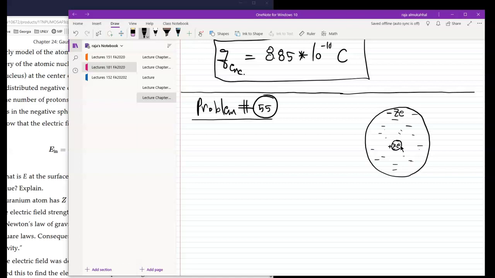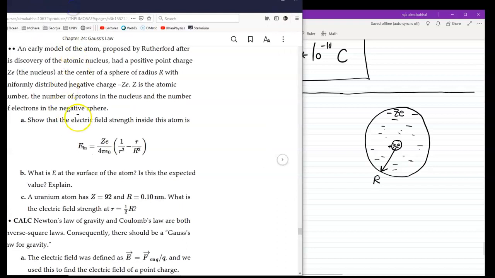And of course the radius of this atom is big R, a constant value. Later on it will be called the Bohr radius. He measured it as 5.29 times 10 to the negative 11, for the hydrogen atom, for example. It became a magic number. Anyway, let's go back to the problem again. He says, show that the electric field inside is given by this expression.